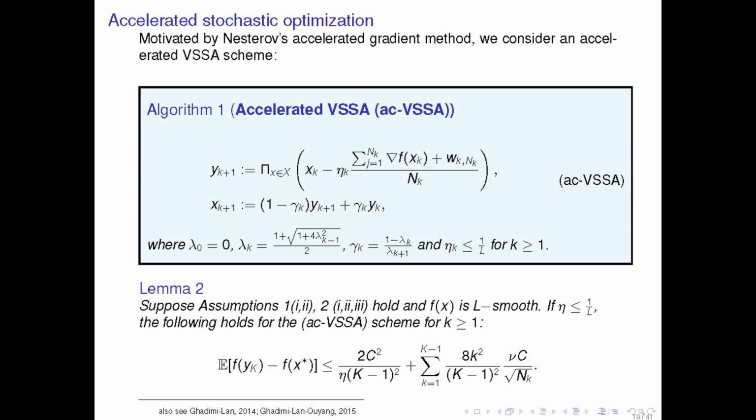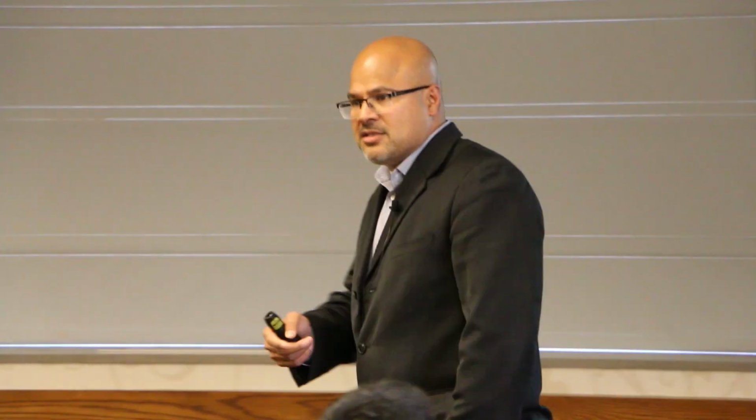Those of you familiar with these schemes will see this is very similar to Nesterov's original statement of the algorithm. For those of you not familiar, there's a seminal paper by Yurii Nesterov in the mid-'80s, where he showed that the optimal rate of convergence for gradient methods using this kind of extrapolation scheme is 1 upon k squared in function values, as opposed to 1 upon k.